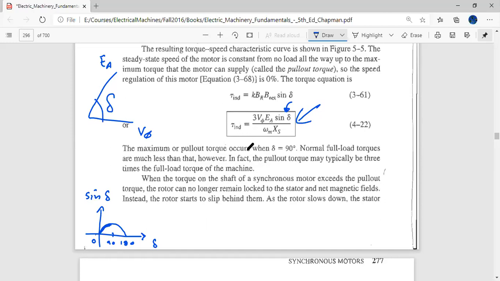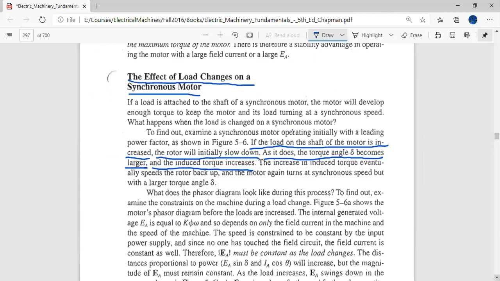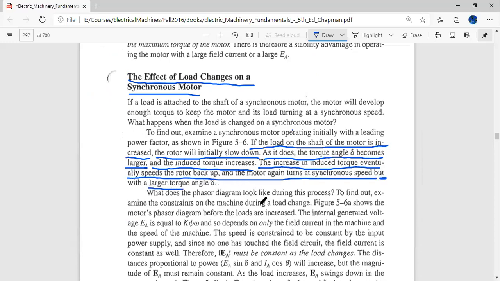So the motor that had slowed down because of the increase in load will speed up, because the torque induced will also increase as the torque angle increases, and it will again maintain its previous speed. The increase in torque will speed up the rotor, and the motor will again run at the synchronous speed, but this time with a larger torque angle. Initially the rotor slows down because of the increased mechanical load, the angle between the stator and rotor fields becomes larger, and that same angle is the torque angle, which also impacts the torque.